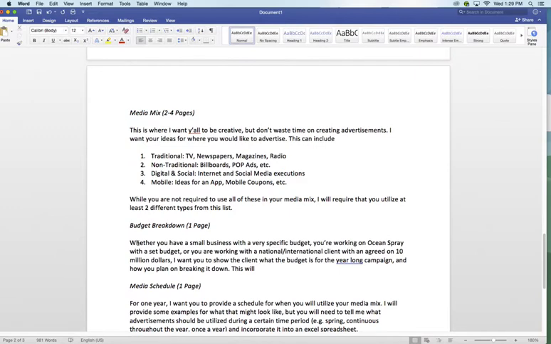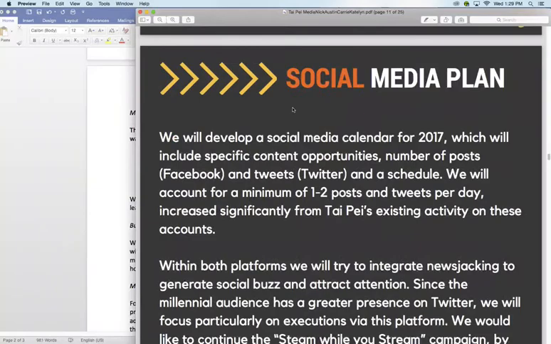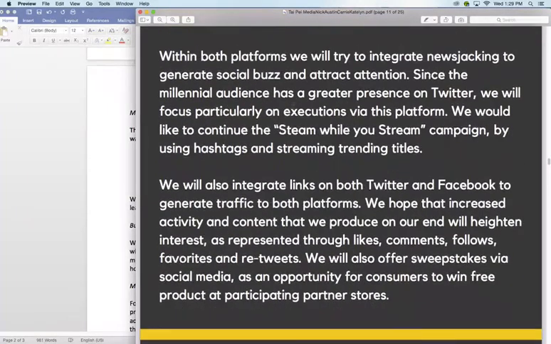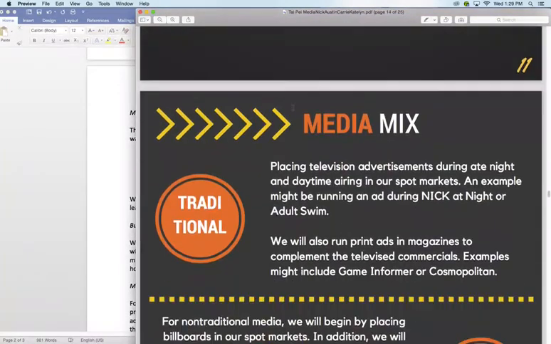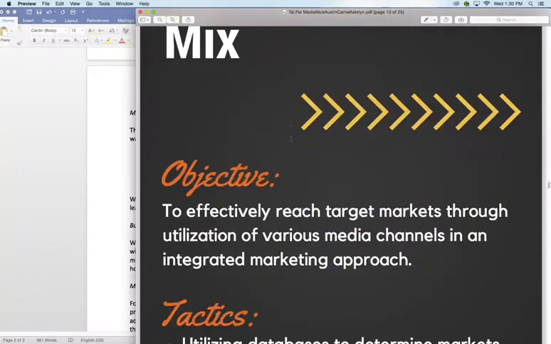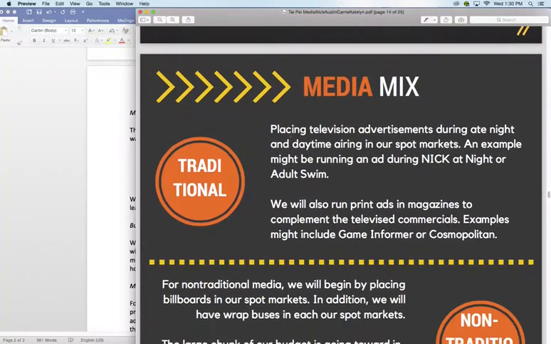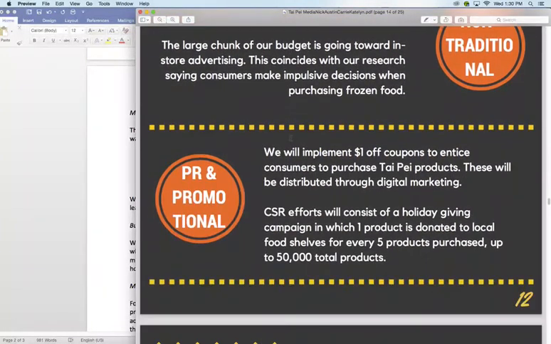You will have a media mix, and this will be the majority of your particular campaign. Again, it doesn't need to be terribly long, but I might have you have a conversation about how you plan to use social media, web and mobile. What are your objectives with this? And so you see right here, with their particular media mix, they talked about the objective tactics and just did some mild description of traditional, non-traditional, promotional ideas.